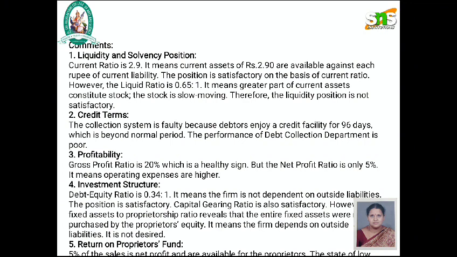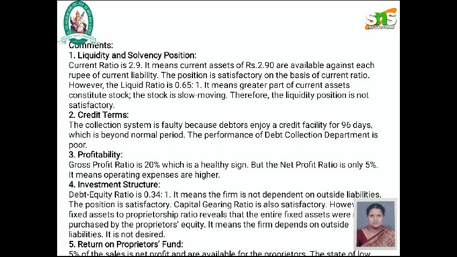Coming to the credit terms, the collection system is faulty because debtors enjoy a credit facility of 96 days, which is beyond the normal period. So there will be a shortage of working capital. The performance of the debt collection department is poor. Profitability: gross profit ratio is 20%, which is a healthy sign, but the net profit ratio is only 5%. It means the operating expenses are higher.